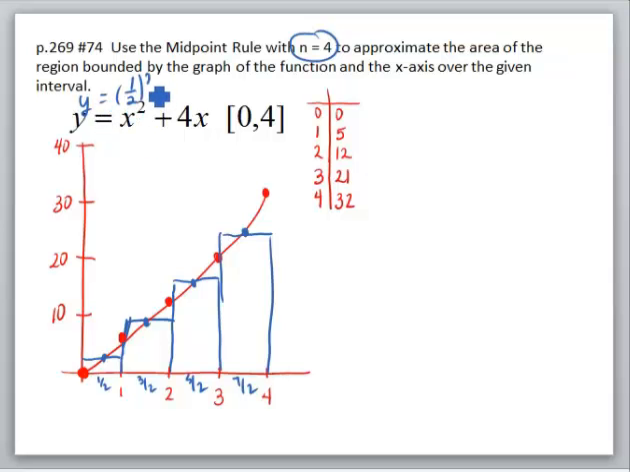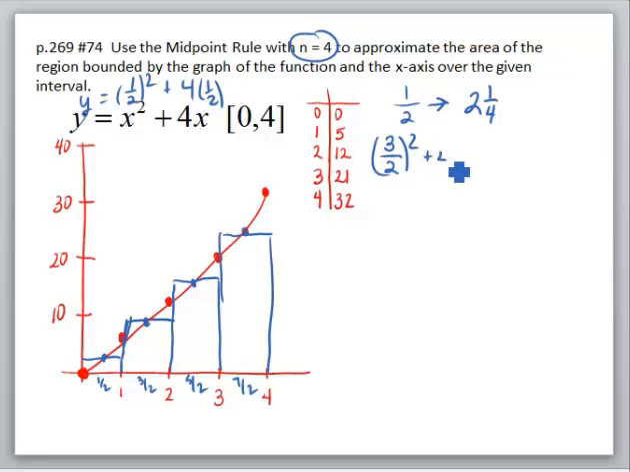So I'm going to do 1/2 squared plus 4 times 1/2. So when I plug in 1/2, I really end up getting 1/4 plus 2, which is 2 1/4. When I plug in 3/2, I would be doing 3/2 squared plus 4 times 3/2. This ends up giving me 9/4 plus, this would be 12 over 2, which is 6. Well, that's 2 1/4. So I'd have 8 1/4.